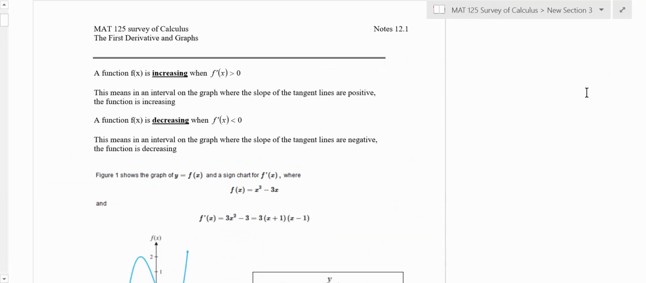Okay, so what we're going to look at on this is how to tell if functions are increasing or decreasing. A function is going to be increasing wherever the derivative is positive, and it's going to be decreasing wherever the derivative is negative. I want to show you, we're going to do sign charts. So if that sign chart didn't make sense on that last problem, this will help you with that too.